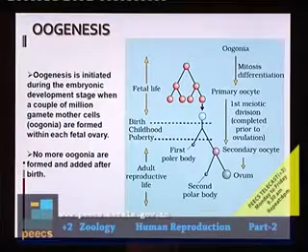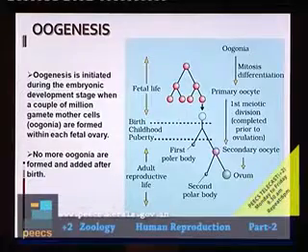Now coming to oogenesis. What is oogenesis? As you know, oogenesis is the formation of the ova or ovum, singular ovum. Oogenesis is very much different from spermatogenesis because oogenesis will be initiated during the fetal life itself, or during the embryonic development itself. Oogenesis will start.